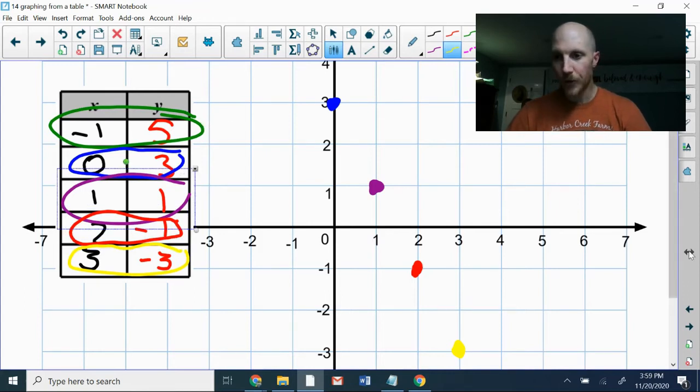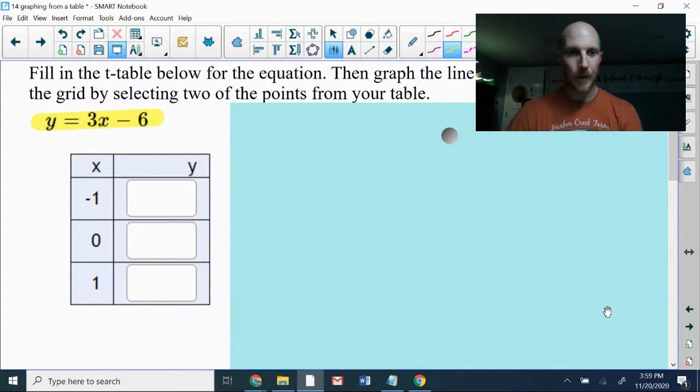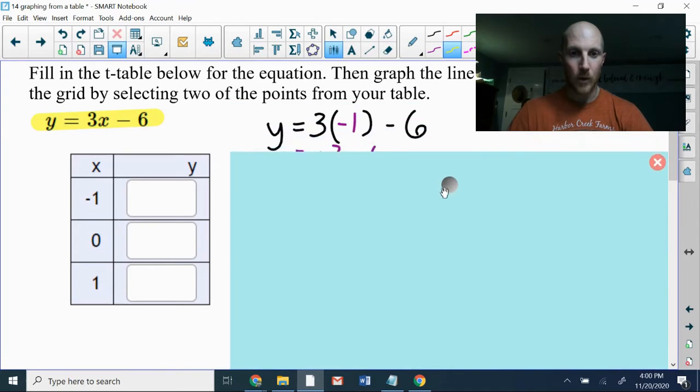And okay, let's take a look at another example. So this time I am given part of a table and an equation to use to complete the table. So the directions ask me to fill in the t-table below for the equation, then graph the line on the grid. So my equation is y equals 3x minus 6. The x coordinates have been given to me, so I need to use these x coordinates, -1, 0, and 1, to find the y coordinate that goes with them.